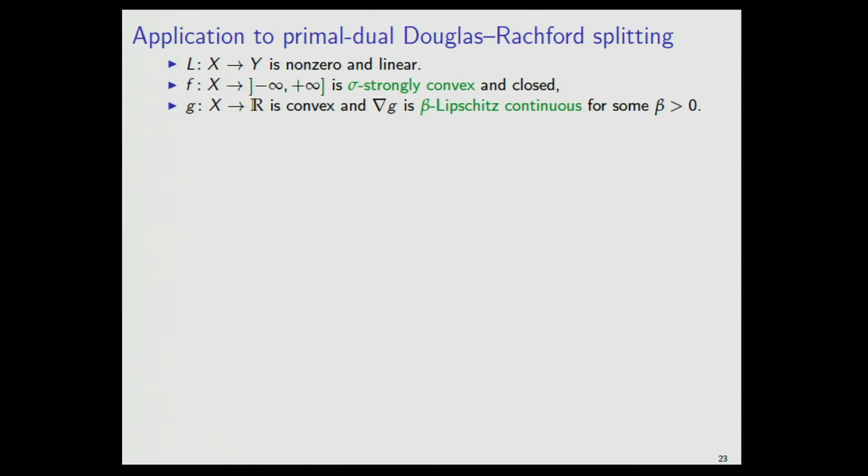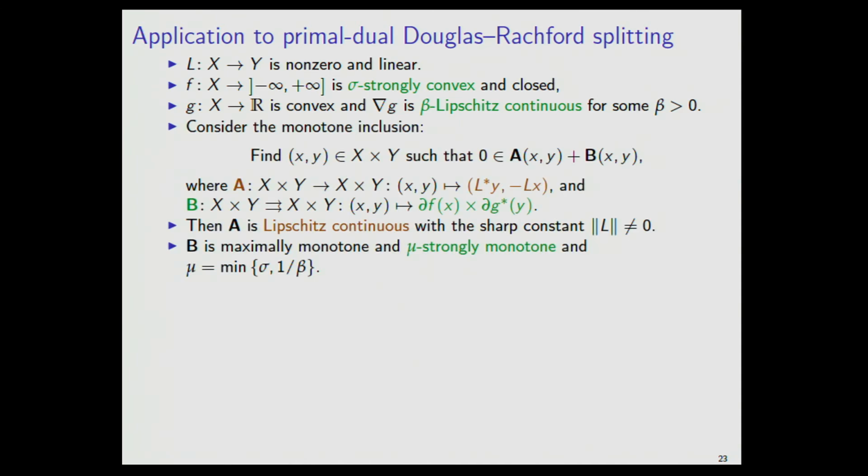And this result ties to the primal-dual Douglas-Rachford splitting. This is a setting where it works in optimization. We have a non-zero linear operator and a strongly convex function with a Lipschitz continuous gradient. So these are two functions, and we look at this monotone inclusion. Here we work in the product space, X times Y. A and B here, as we see. A is a skew operator, which is non-zero by assumption. And B is a maximally monotone operator. The reason B is maximally monotone is that the gradient of g is actually more than Lipschitz, by the Baillon-Haddad theorem.